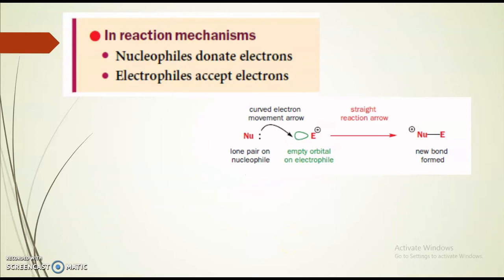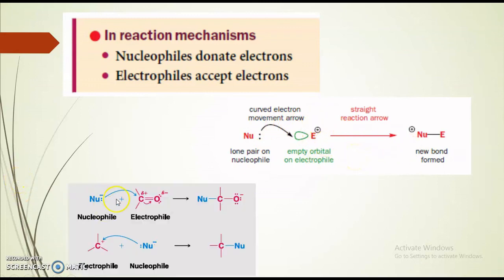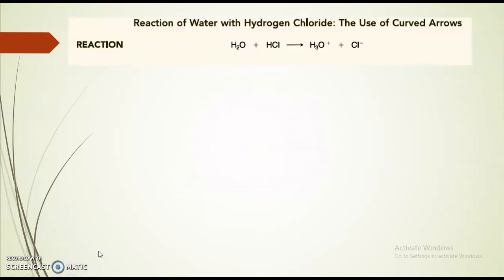So we understood what a nucleophile is and what an electrophile is. These are two important factors that play a very good role in understanding reaction mechanisms. When you consider a reaction, usually you can see in every reaction there is a nucleophile and an electrophile. Nucleophiles usually donate electrons, and electrophiles usually accept electrons. This can be represented like this. The electronic movement always goes from the nucleophile to the empty orbital of the electrophile. For example, this is a nucleophilic attack on a carbonyl, and this is on a carbocation electrophile.